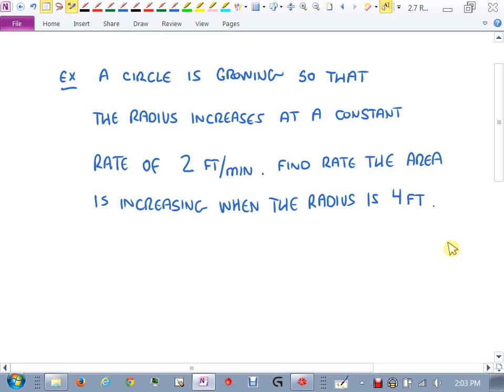Am I asking you what the area of this thing is when the radius is 4 feet? No. I'm saying at the instant the radius gets to 4 feet, at that instant in time, how rapidly is the area increasing?